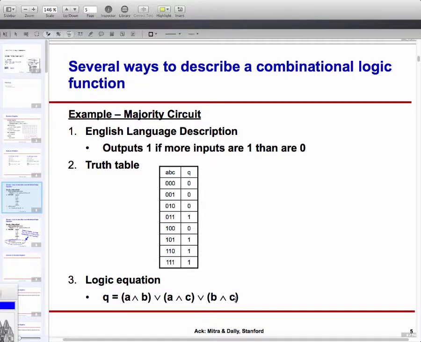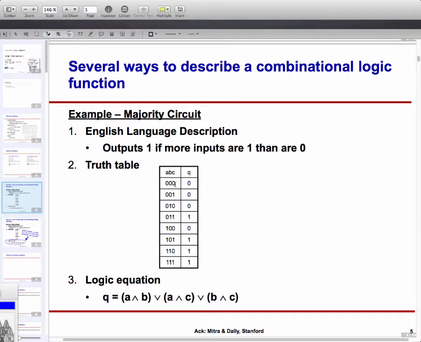Now what happens if A, B, and C, all three of them are 1? Then the first clause will be 1, the second clause will be 1, the third clause will be 1. We are ORing them together, we'll still be back to 1. So this equation captures whatever is in this truth table.